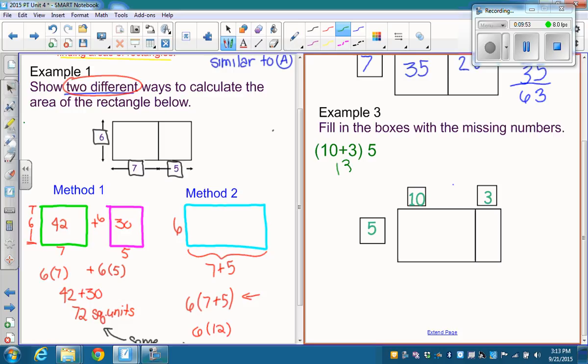So 13 times 5 is 65. And then Ideen, how could you check that with what you have? What goes here? 5 times 10 is 50, right? And that's 50. And then 5 times 3 is 15.